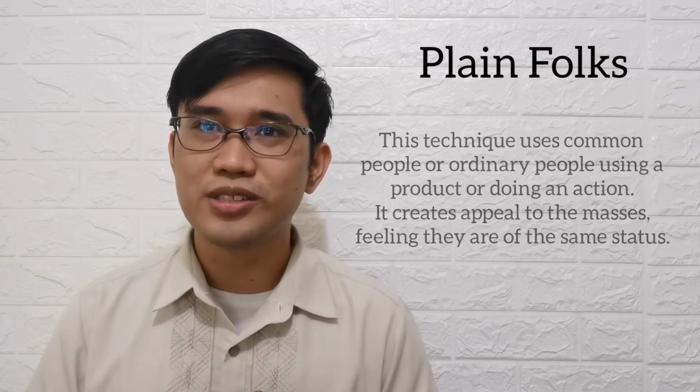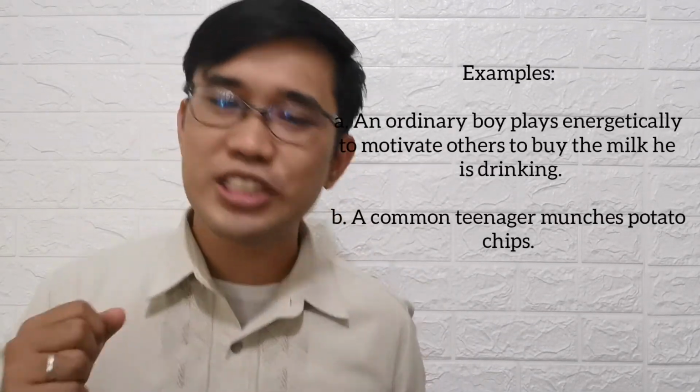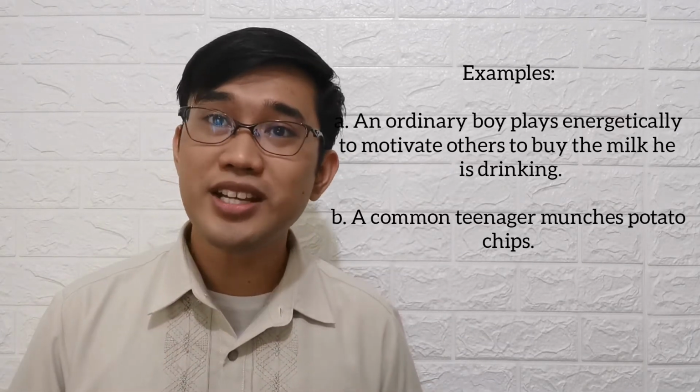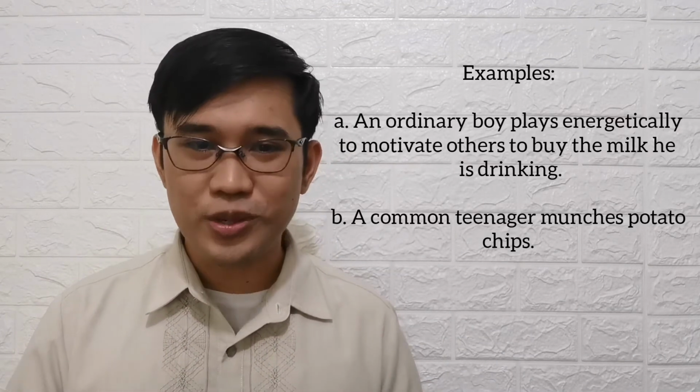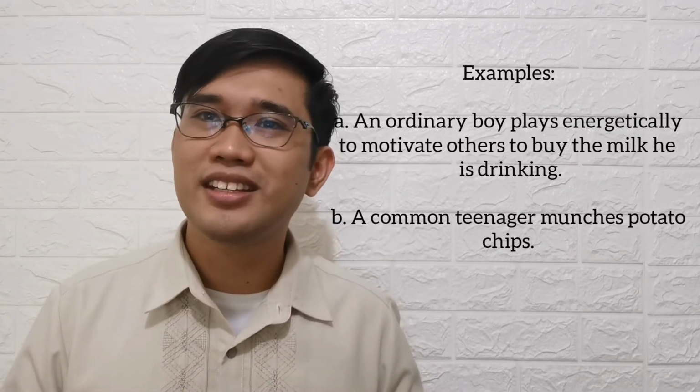For example, an ordinary boy plays energetically to motivate others to buy the milk he is drinking. Another one, a common teenager munches potato chips. So these are examples of plain folks because they used ordinary people, common people, to appeal to the masses, making them feel that they are on the same status.